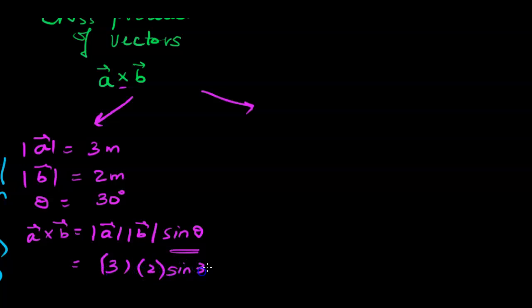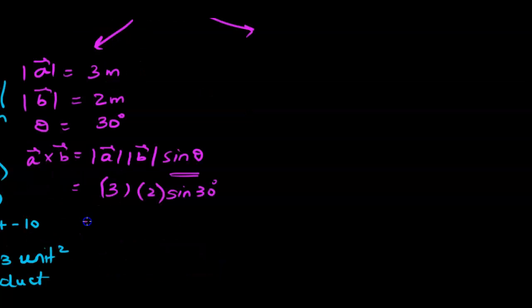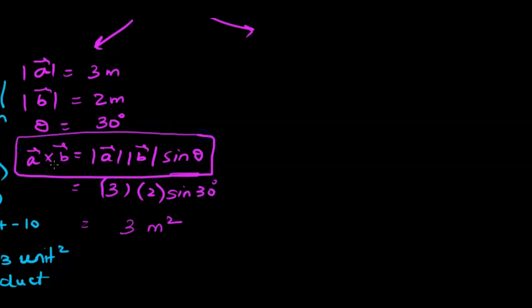sine theta means sine 30 degrees. When we put this all on the calculator, we'll be able to find out that 3 times 2 is 6 times sine 30 is equal to 3. Here we put in 3 meters square. So in order to find out the cross product given the magnitude of the vectors, we follow the formula. A cross B vector is equal to vector A magnitude multiplied by vector B magnitude multiplied by sine theta.